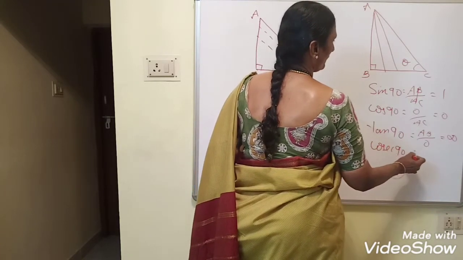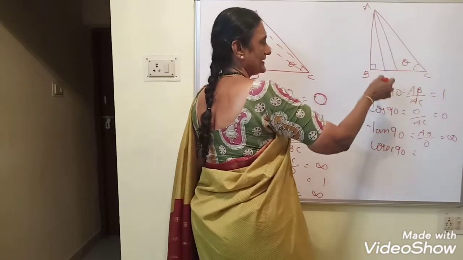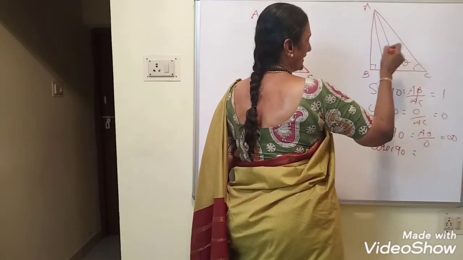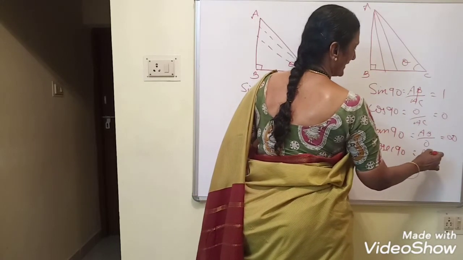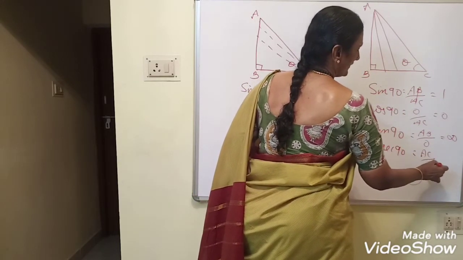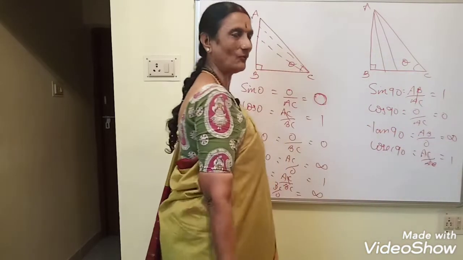Cosecant 90, if you go by the definition, it is AC divided by the opposite, AC being the hypotenuse, AB the opposite. So we will get AC by AB, which are almost the same in this case. So we have got the value 1.